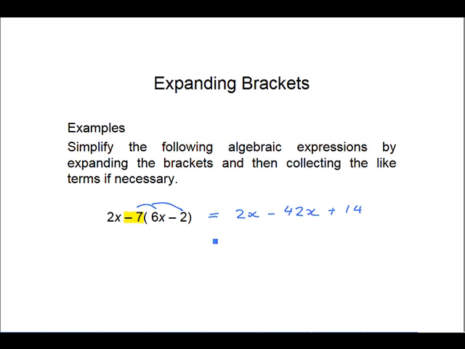Now what we can do is combine like terms. So we've got 2x and -42x. So they can be combined to give us -40x plus 14. That's as far as we can go, no more like terms.